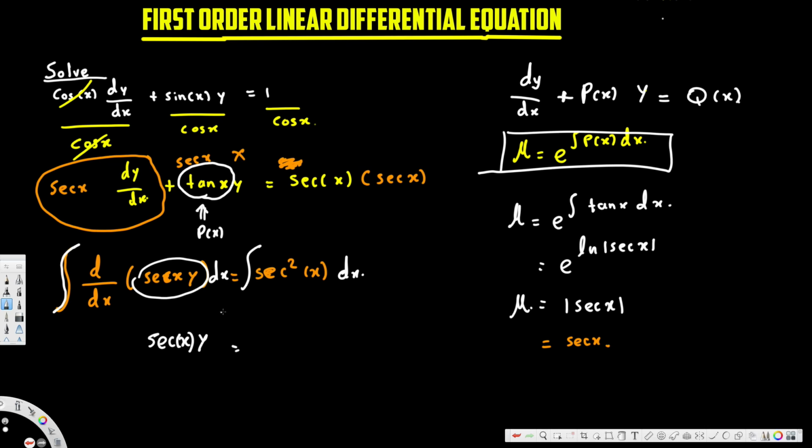If you integrate sec square x, you will get tan x, and we also have to put a constant. We will have a constant on both sides because we are integrating both sides, but we can combine all the constants together and write the constant on just one side. In that way this is going to be correct. Now the next thing is we have to express our final answer.